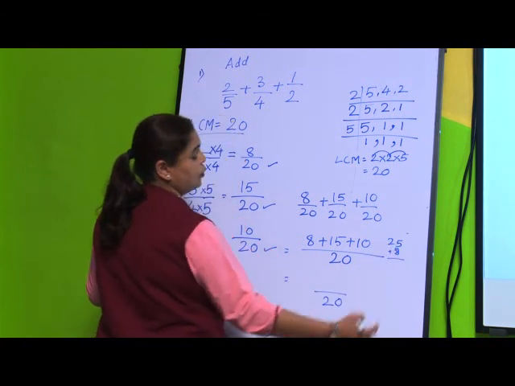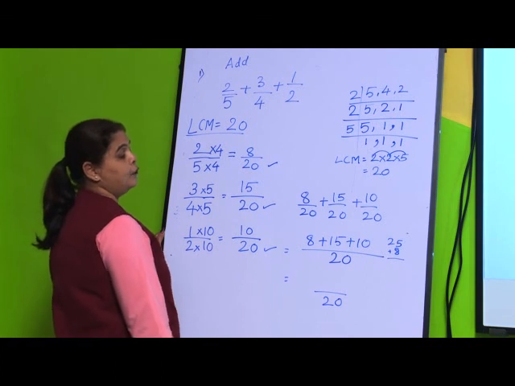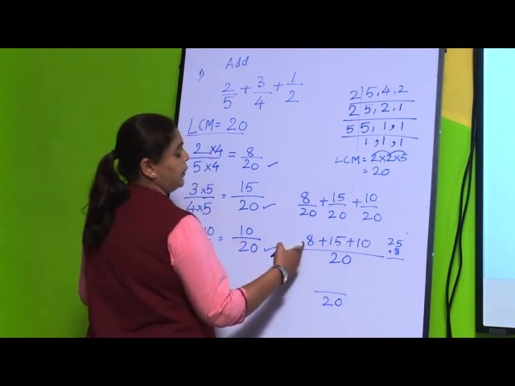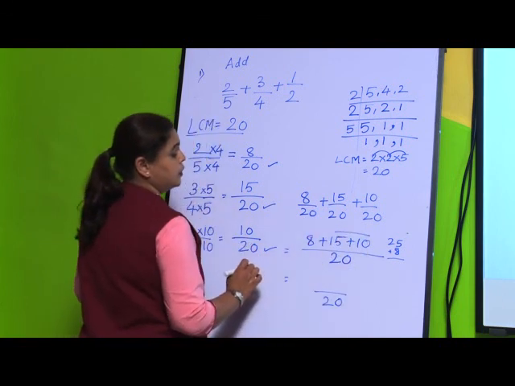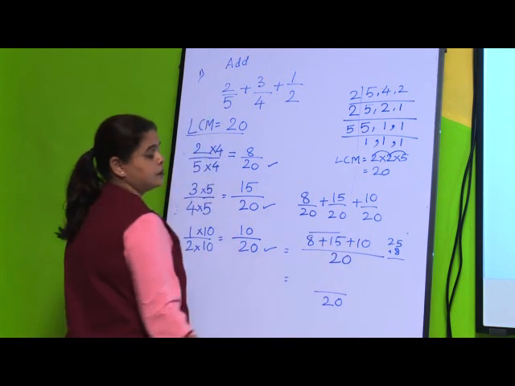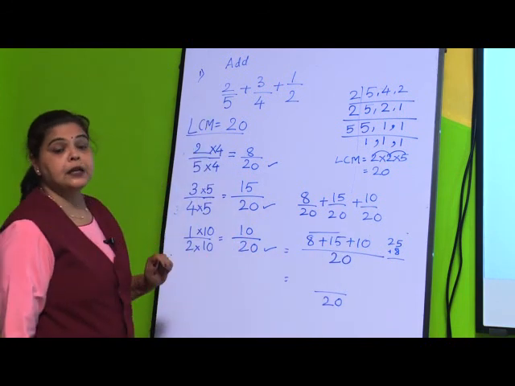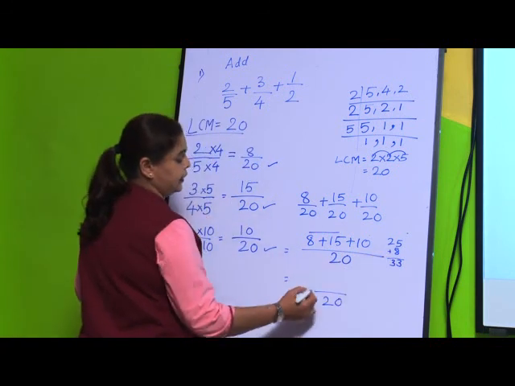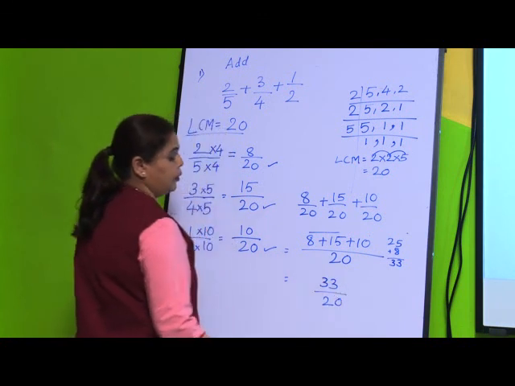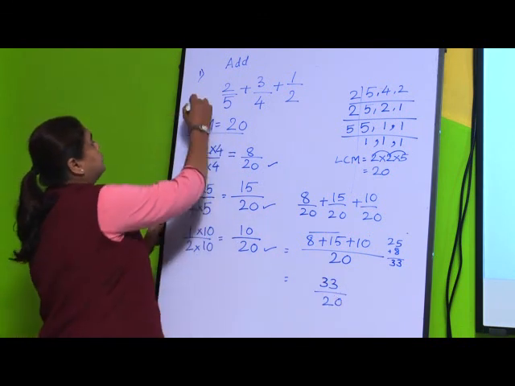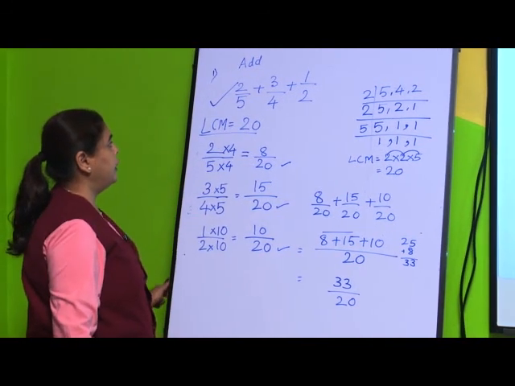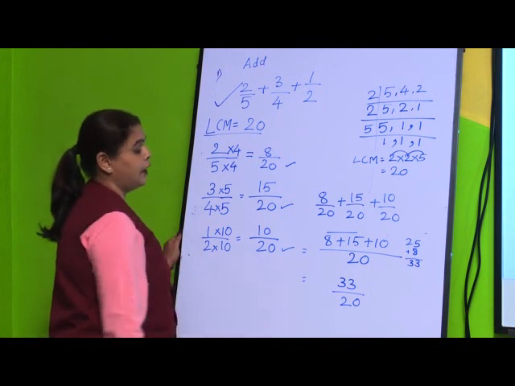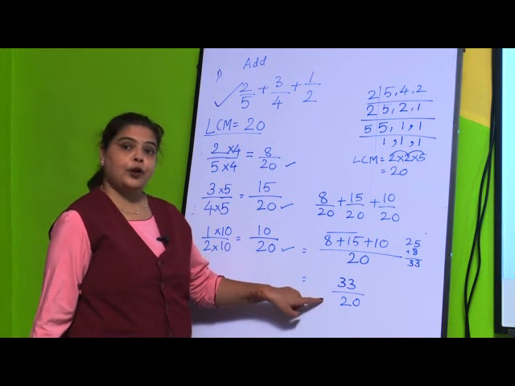All of this is small rough work, you can do the rough work on the right hand side of your page. I have done this directly. 10 plus 15 is 25, plus 8. I did the addition of these two first. You can do the addition of these two first, and the sum remains the same. So here 8 plus 5 is 13, 1 carry, it is 33. So we got 33 upon 20. Our question was 2 upon 5 plus 3 upon 4 plus 1 upon 2, and what we have got after the addition is 33 upon 20.